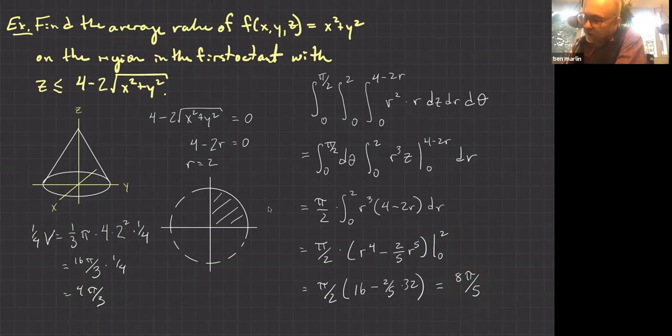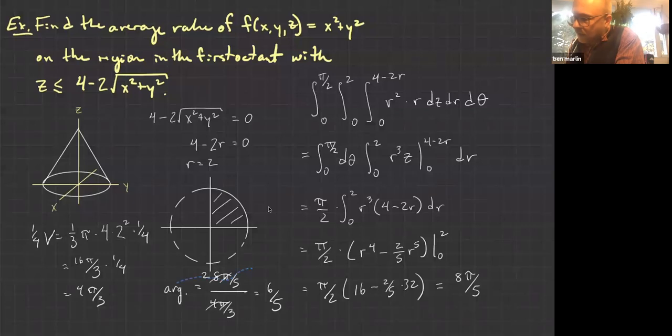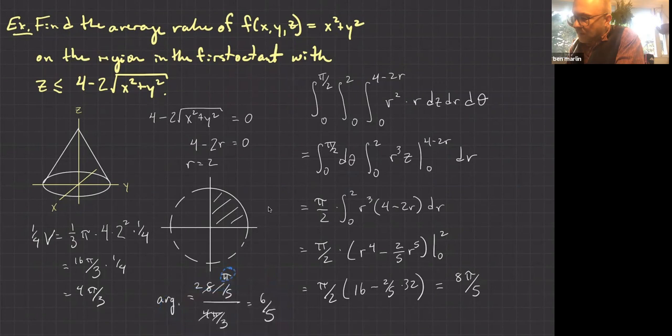And so finally here, the average that you get should be that integral divided by that volume. And then you can cancel out a little bit of it and end up with 6/5. And I should probably take and lasso that piece and move it down a little bit. Oh no, I didn't lasso my pi. Okay, there we go.